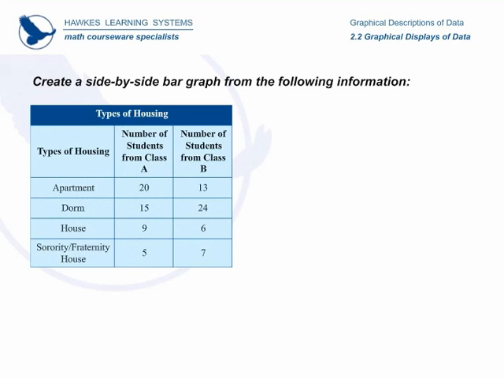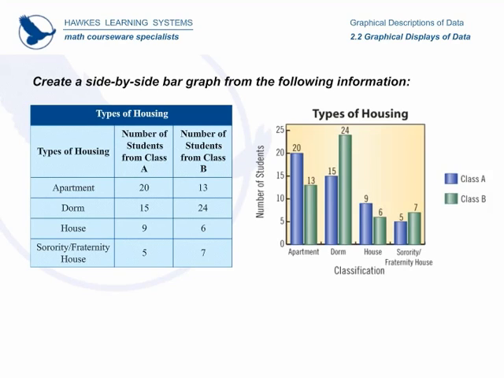For a sorority and fraternity house in Class A we have 5 students, and in Class B we have 7 students. So as we construct a side-by-side bar graph, we're representing the Class A students with a blue bar and the Class B students with a green bar. On our x-axis we have our classifications of types of housing, and on our y-axis we have the number of students from Class A in blue and the number of students from Class B in green. Thus we've created a side-by-side bar graph.